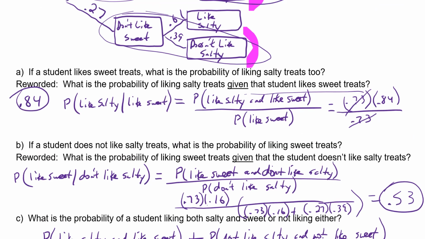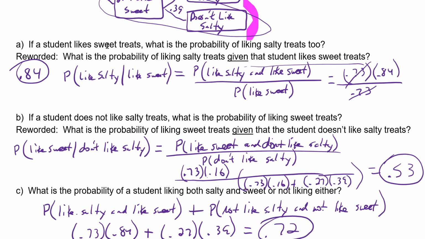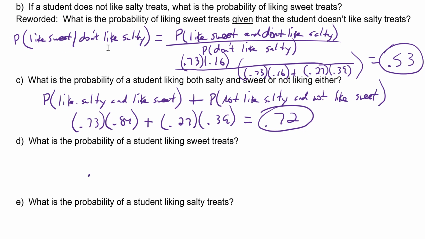Let's go back up to that one. Do you guys agree that's a really easy one? What's the probability of somebody liking sweet treats? 0.73. All right, that's easy. 0.73. I'll put in here, just look at the tree. Okay. What's the probability of a student liking salty treats?